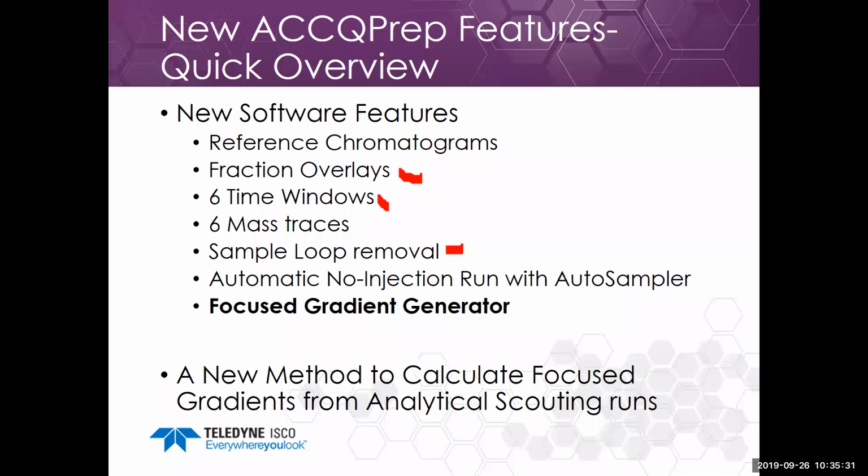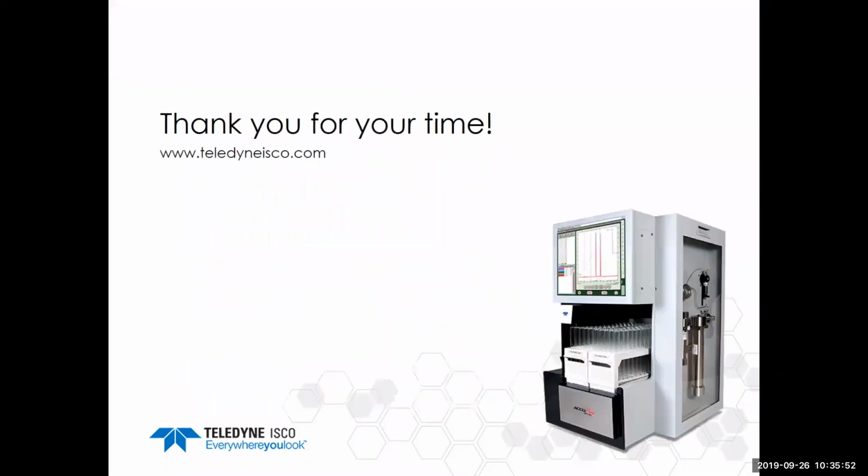You can also do an automatic no injection run with an auto sampler. That means that you can flush out a column in between runs or at the end of the day, so you can flush out any buffers or modifiers and help the column last longer. We just talked about the focus gradient generator, which is a new method of calculating focus gradients from analytical runs. And with that, that's my presentation, and I thank you for your time. And now we can take questions.